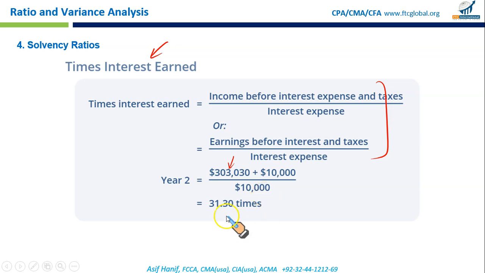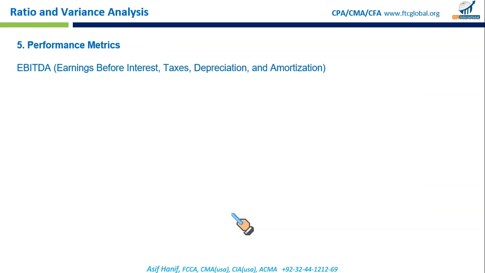It means simply we can pay interest of $10,000 31 times out of the available earnings. We have to pay only once, but this is only showing you the level of comfort with which you can pay your interest. So a higher times interest earned shows the company is easily able to cover its interest expense. Here, we're in a very strong position to pay our interest obligations.